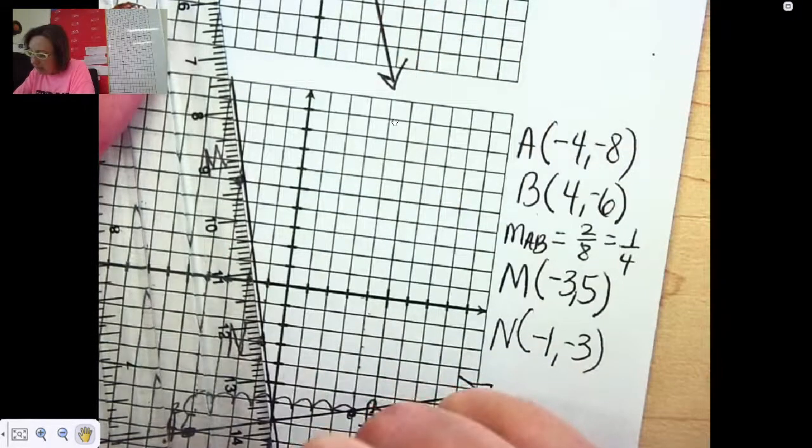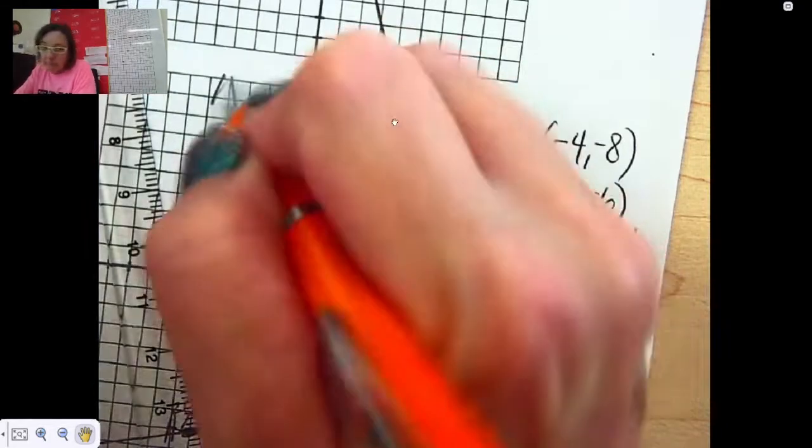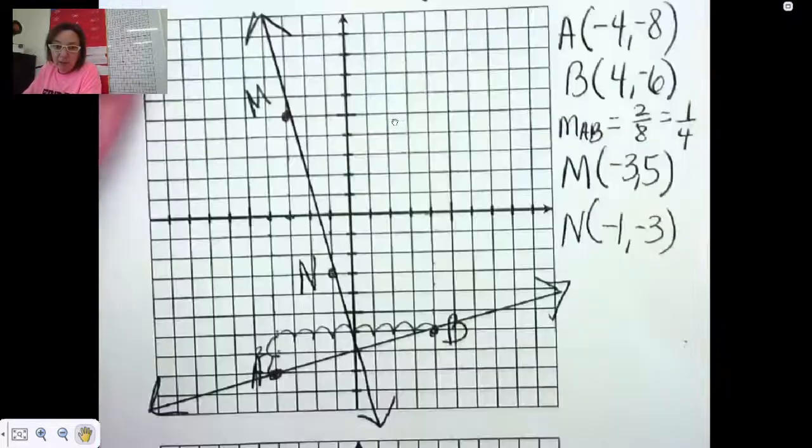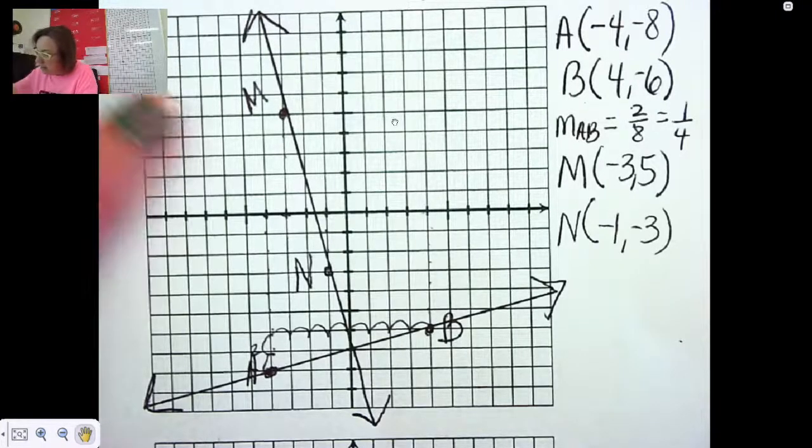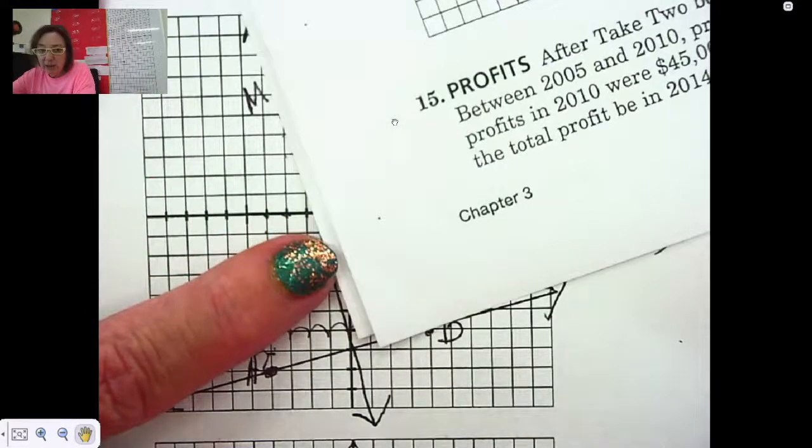What do you think, Zaylee? Do they look like they're perpendicular? Look like it, don't they? Like if I take a piece of paper and stick it in that corner right there, that looks like that's going to be 90 degrees, don't it?